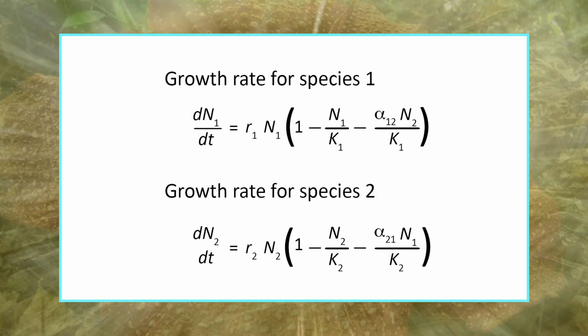The modified logistic equations are represented as this. dN1/dt = r1 N1 (K1 - N1 - alpha 1 2 N2)/K1. dN2/dt = r2 N2 (K2 - N2 - alpha 2 1 N1)/K2, where N1 is the number of individuals of species 1, N2 is the number of individuals of species 2, r1 the intrinsic rate of increase of species 1, r2 the intrinsic rate of increase of species 2, K1 the carrying capacity of species 1, K2 the carrying capacity of species 2, alpha 1 2 the competition coefficient, effect of species 2 on species 1, alpha 2 1 the effect of species 1 on species 2, and t the time.